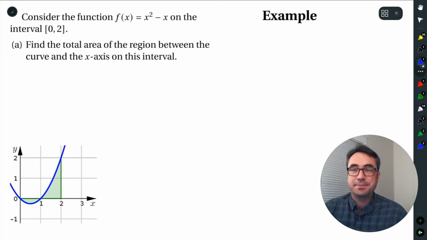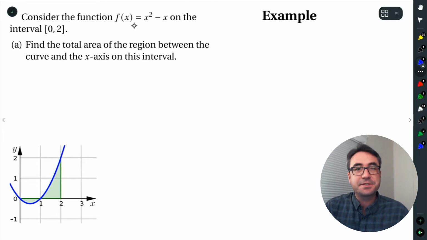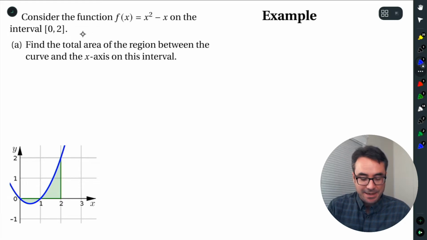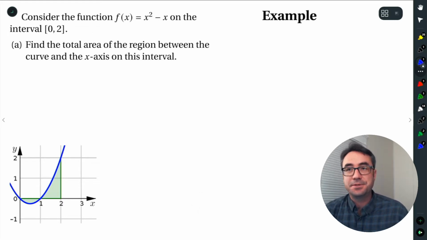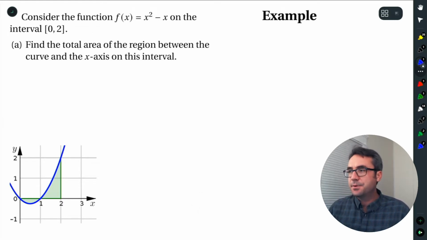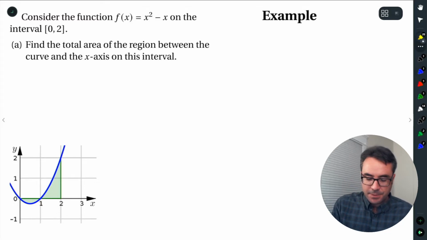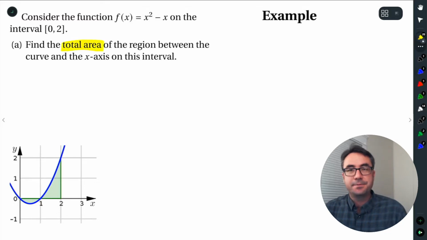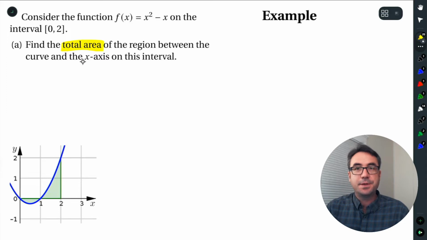All right, let's look at this example. So we're going to look at the function f of x equal to x squared minus x on this closed interval from 0 to 2. And what we're going to do in the first part here is find the total area for this region between the curve and the x-axis.